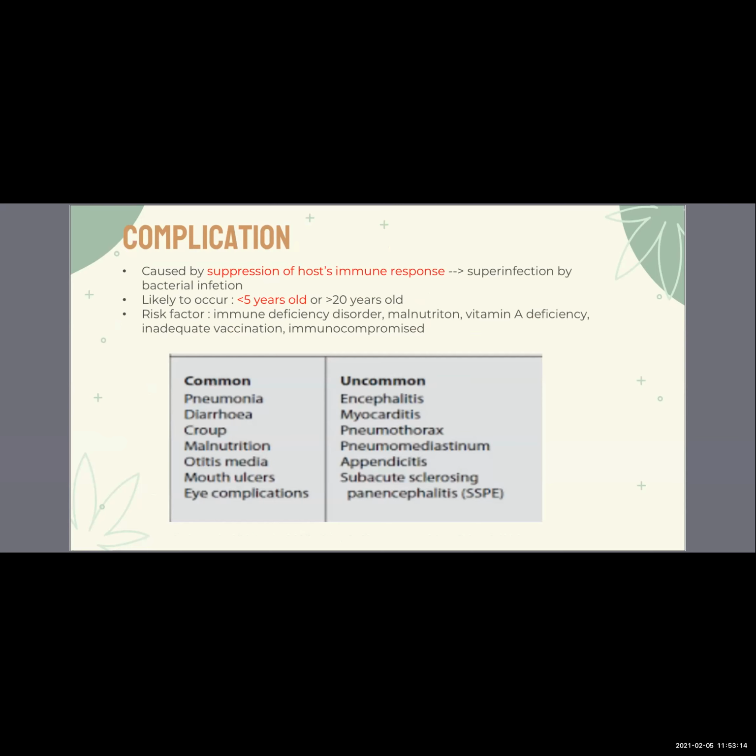Usually the complication of measles virus is caused by suppression of the host immune response, leading to superinfection by bacterial infection. And it is likely to occur in children less than 5 years old or in adults more than 20 years old. The risk factors include children with immunodeficiency disorder, malnutrition, vitamin A deficiency, inadequate vaccination, and immunocompromised patients. The common complications are pneumonia, diarrhea, croup, malnutrition, otitis media, mouth ulcers, and also eye complications.